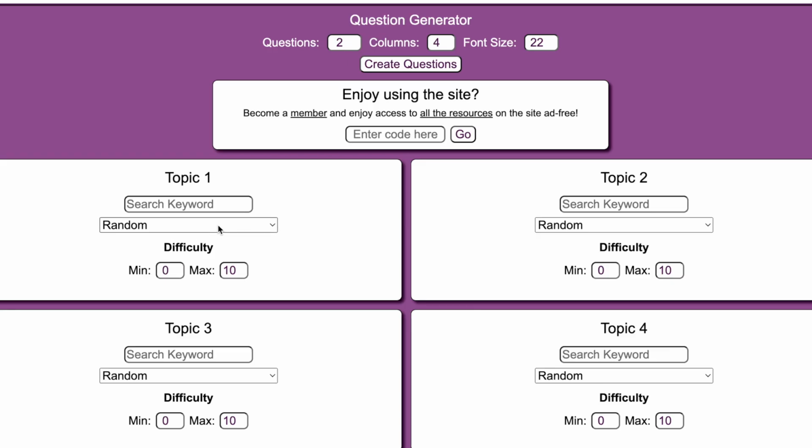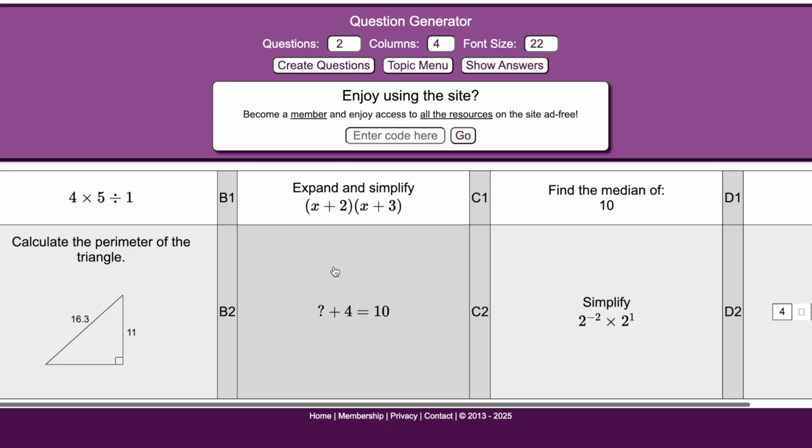So, let's make a quiz, 2 questions for each topic, so a total of 8 questions. And let's set our difficulty for this one. Let's go like 1, 5, and I'm assuming the max is 10, 7, and then 10. So let's create questions. All right, so there's a nice little 8 question quiz. Let's see if we can do it. I'm gonna download this, throw it into my iPad.